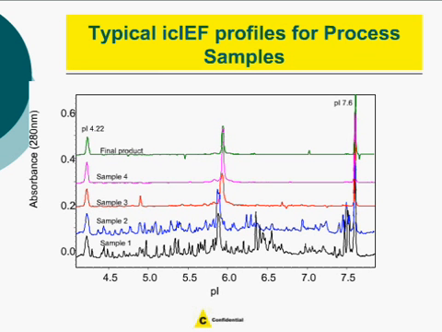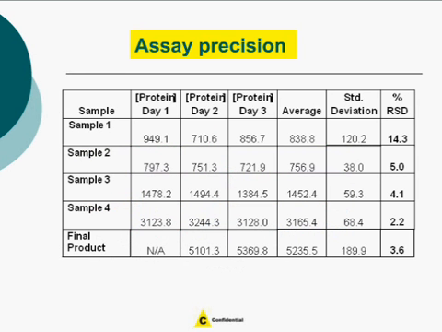And again, if you look at the pI of the main peak, you see that it is slightly shifted from samples 3, 4, and our final product. And this is likely due to a matrix effect. And we did confirm that the product peak here, observed at a pI of approximately 5.8 for these samples, was our protein of interest by spiking in pure product. And in addition, we also did spike recovery studies to assess accuracy.